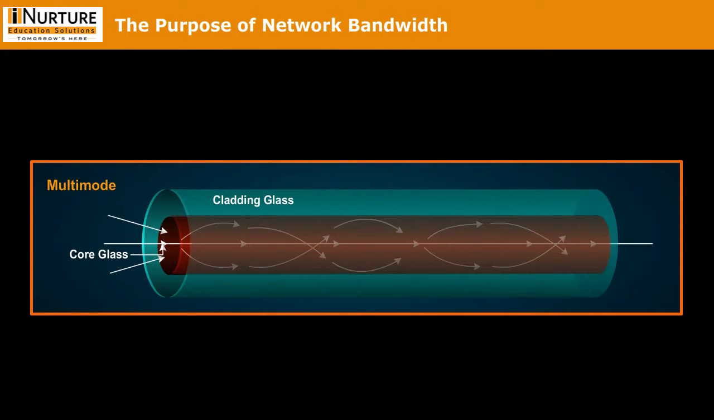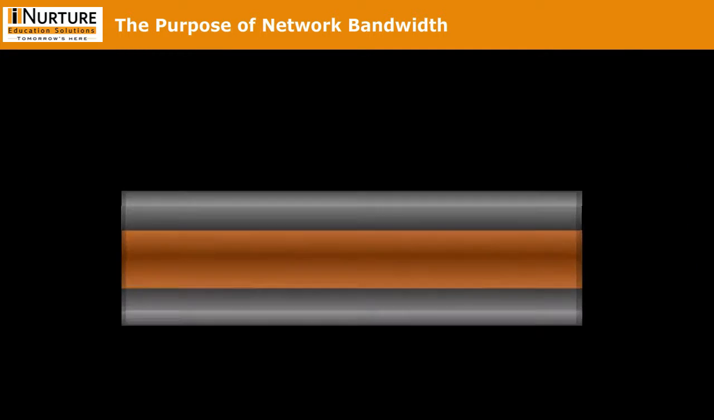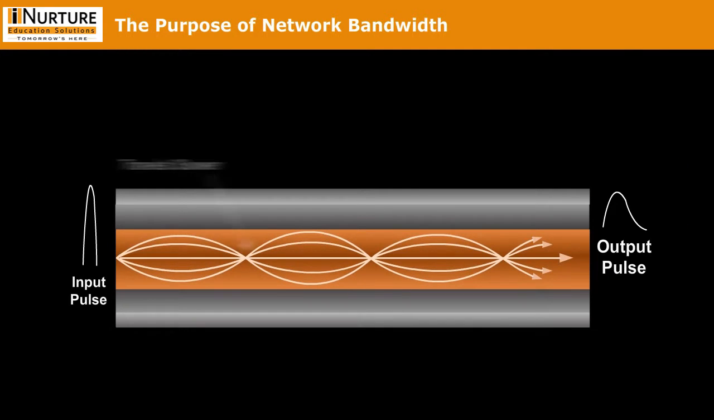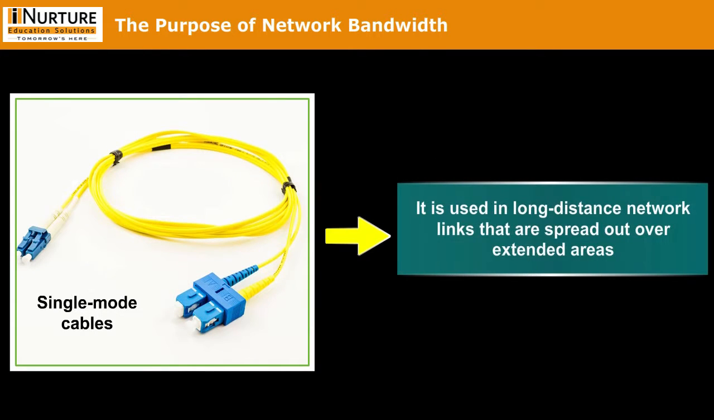A multi-mode cable has a large diameter core. It provides multiple pathways of light. A single-mode cable has a small glass core and only one pathway of light. A single-mode cable can provide far greater distances than multi-mode cable. It can go as far as 40 kilometers, so single-mode cables are usually used in long-distance network links that are spread out over extended areas.